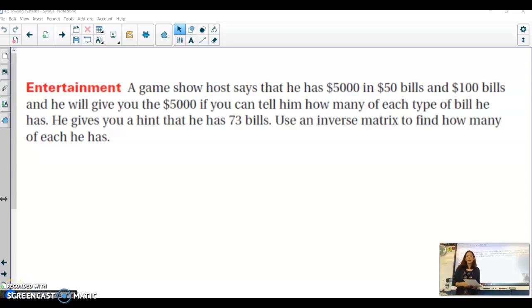It's going to wrap up the lesson on solving systems of equations with matrices. So we have this problem: a game show host says that he has $5,000 in $50 and $100 bills.